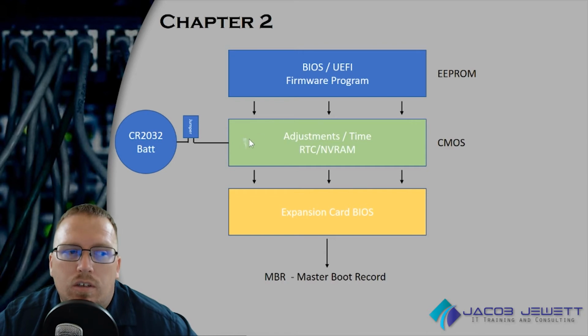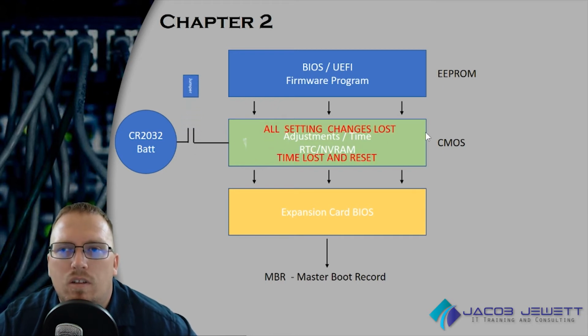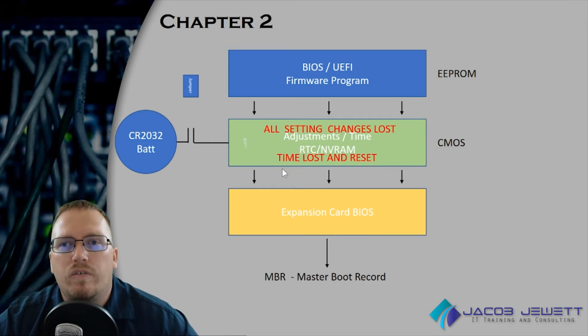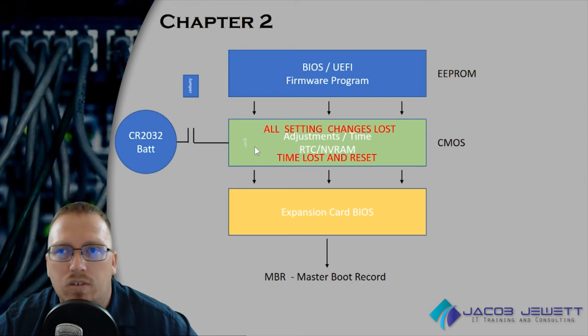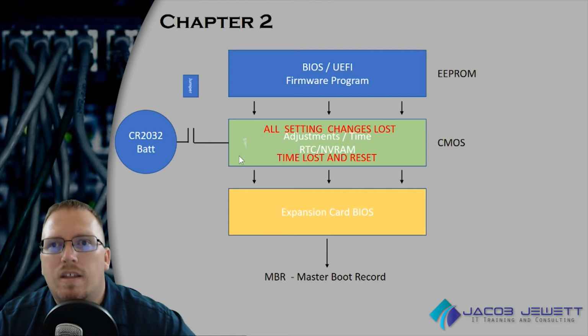Where it becomes volatile is if you remove the jumper that supplies the battery power to the CMOS or the NV RAM. When you do that, it cuts the power. All settings are lost on that chip. All time is reset, so it does not keep time. It will reset back to the manufacture date of the BIOS that you're using, or the UEFI system that you're using. So if that UEFI system was published on such and such date, it'll go back to that date.